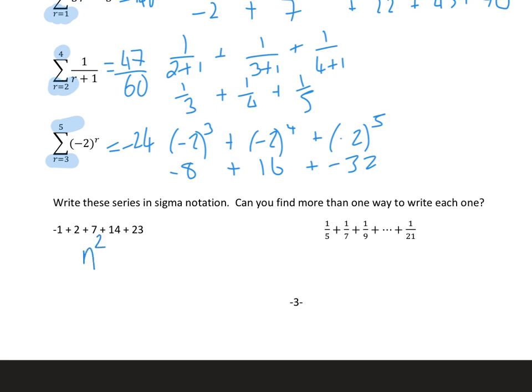So if I think of it as n squared, to get from n squared, the first term would be 1. I need to take away 2. And let's check if that works for the next one. So 2 squared is 4, take away 2 is 2. 3 squared is 9, take away 2 is 7. 4 squared, 16, take away 2 is 14, and 5 squared, take away 2 is 23. That works. It looks like I'm using the letter n this time, and I'm going to start with the number 1 and go up to the number 5, because that's what gives me the 23.